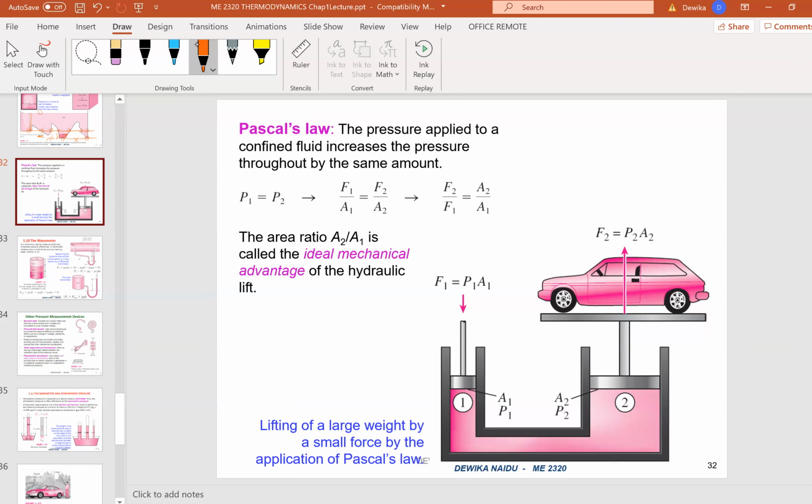So, force over area equals force over area. You have to compare the same quantities: force 1 divided by area 1 equals force 2 divided by area 2. Look at this. Just a little force imposed here, because the area here is big, you can actually push up this whole car above. So this is the concept of using Pascal's law.